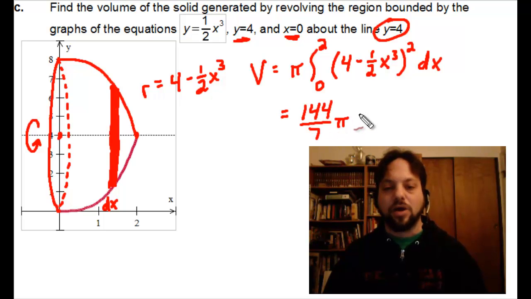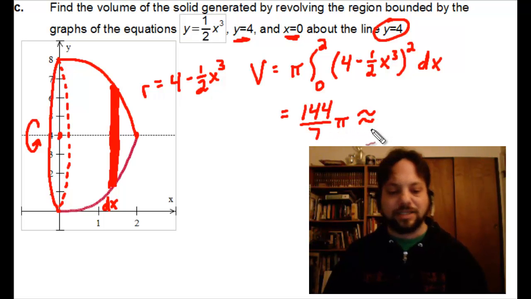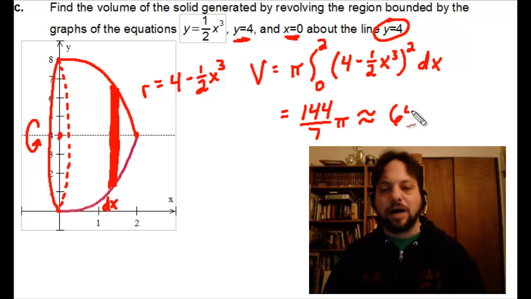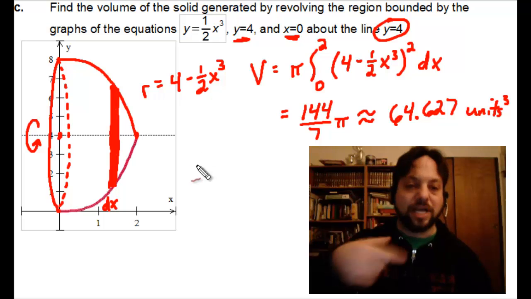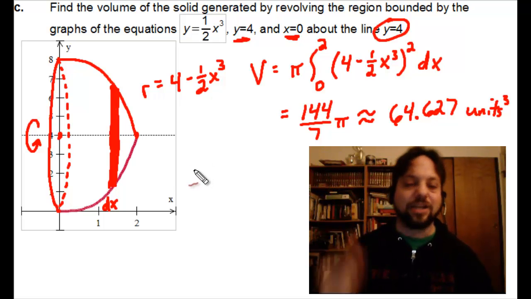144/7 pi, or if you want an approximation for this, about 64.627 cubic units. So, you see how it's done when we're not rotating around an axis. We just need to think a little bit harder.